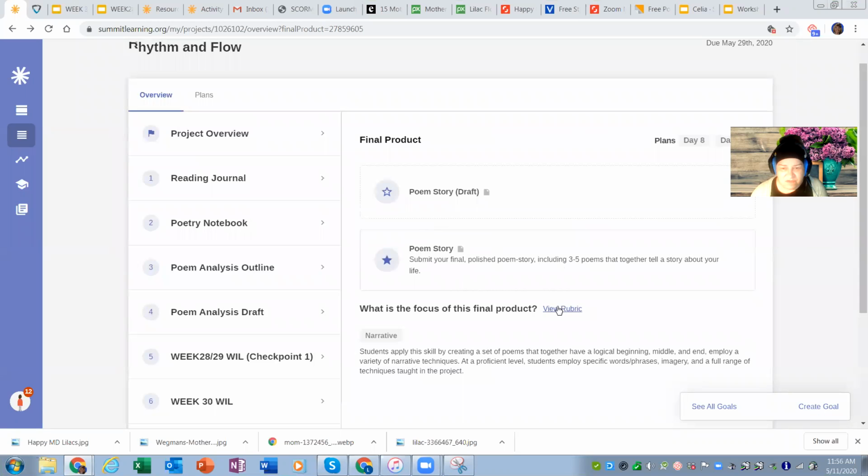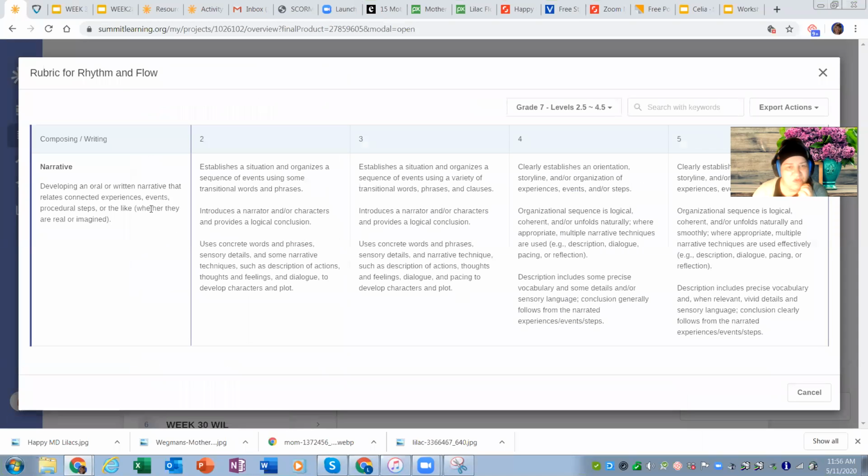And let's see, let's view the rubric. What do you need to have in order to get a good score? It's going to have to be a narrative. That means people talking to one another. So somewhere in your poem, you have to have characters that talk. But it also should be something that has a rhythm and a flow, like a rhyming story, like somebody who's writing rap.